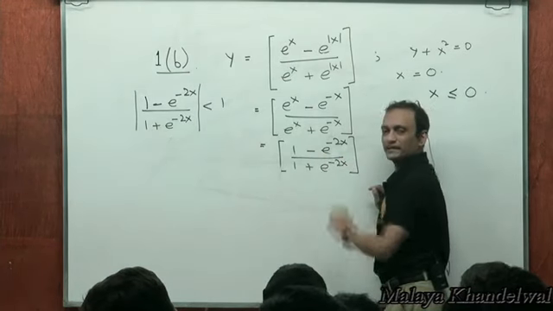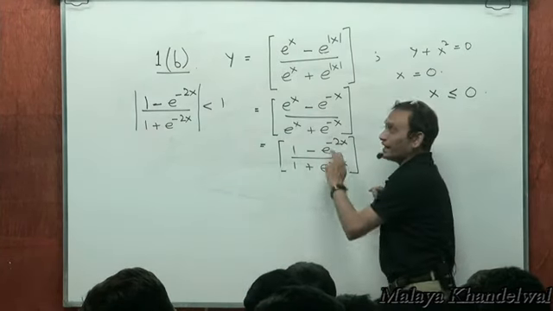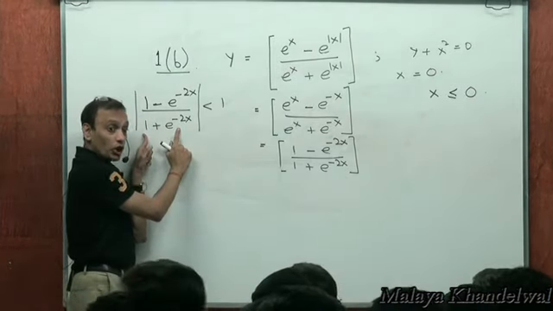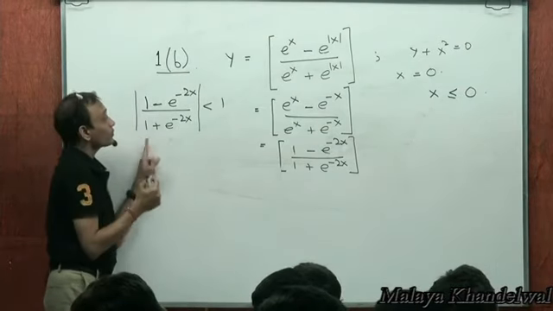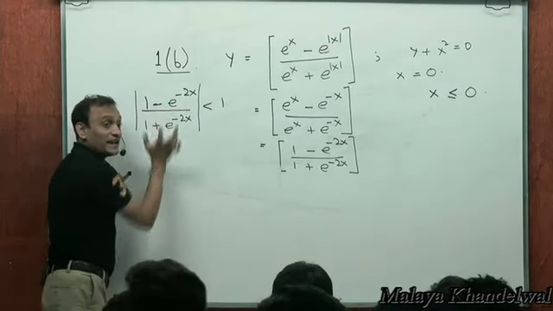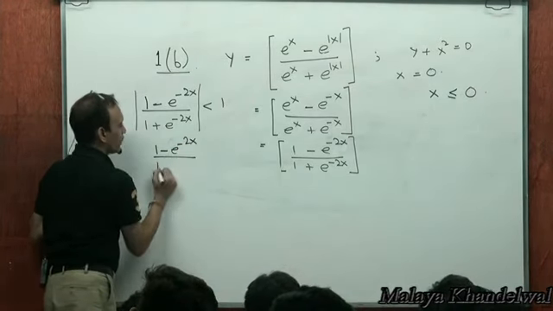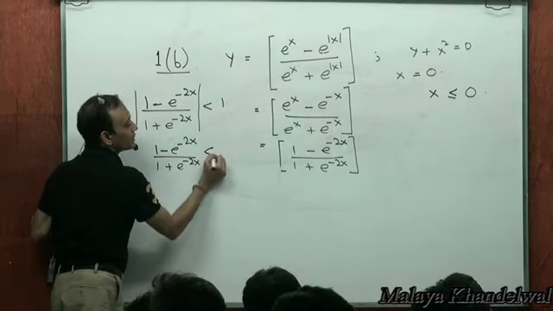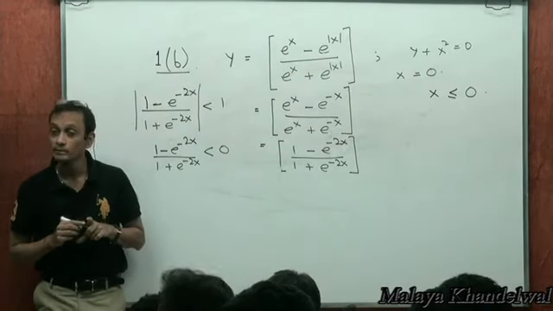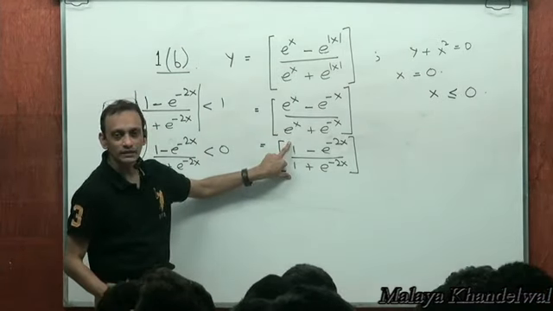So 1 minus this would be negative, right? So the numerator is negative, and the denominator is positive. Therefore this expression is negative. The denominator is positive, numerator is negative for x less than or equal to 0. That means (1 minus e power minus 2x) by (1 plus e power minus 2x) would be less than 0. Which means this expression is numerically less than 1 and negative.